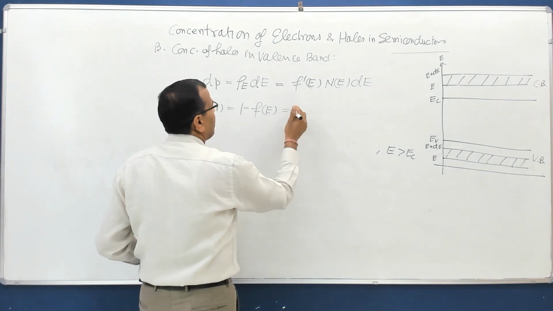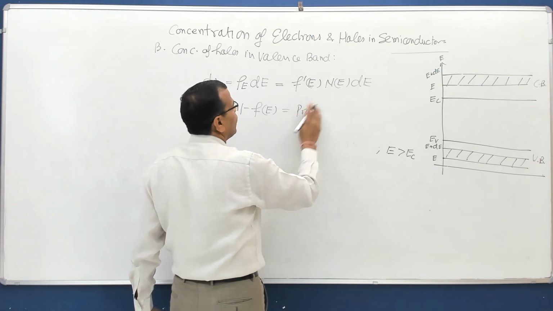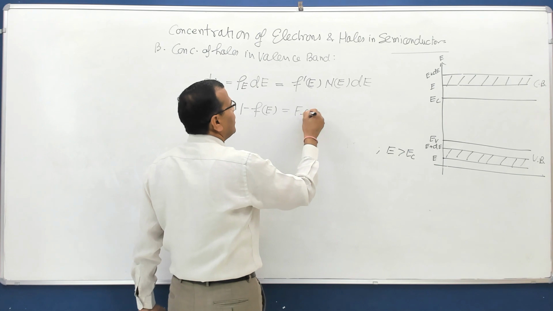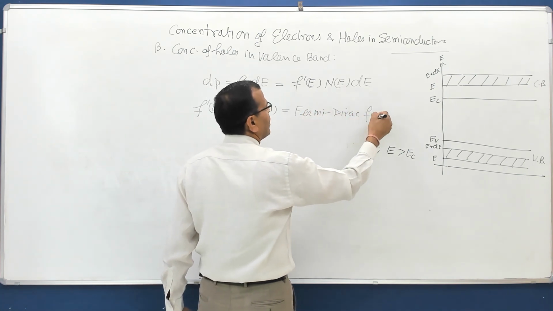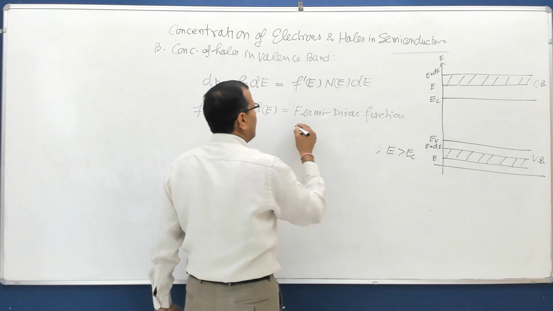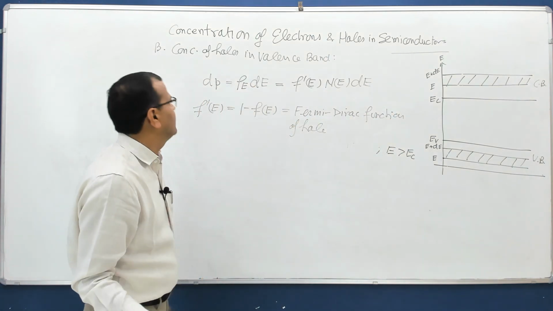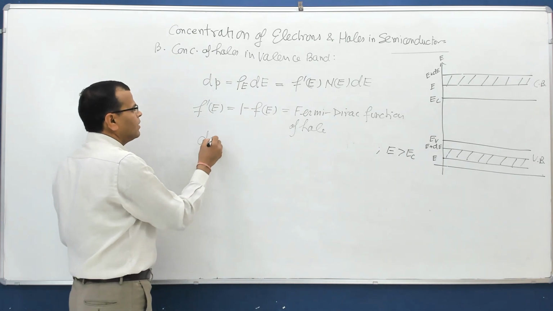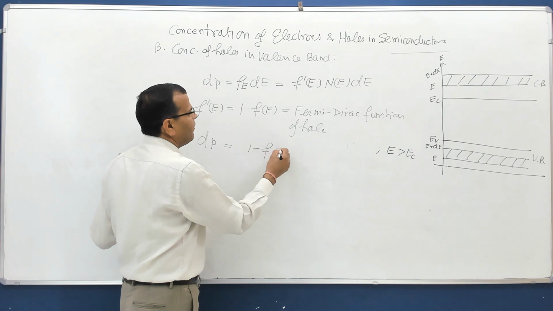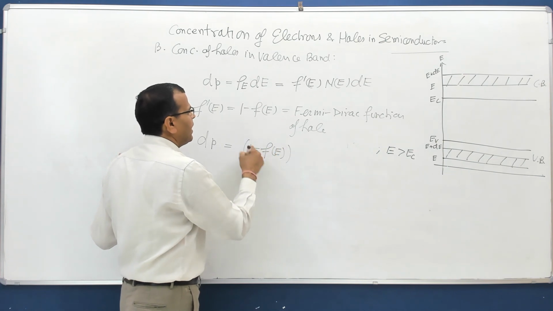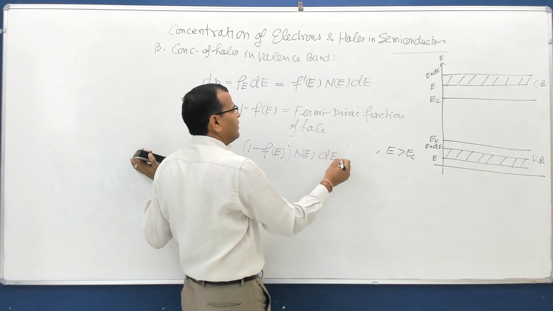So you should remember that this is nothing but the probability, or you can say the Fermi-Dirac function of a hole, and a hole is always in the valence band. So you get the concentration of holes equal to 1 minus Fe multiplied by NE into dE.